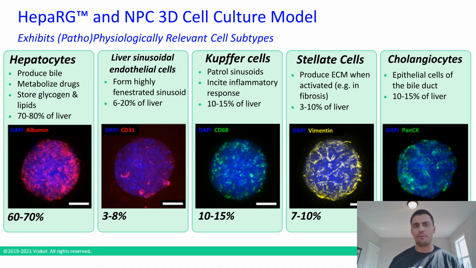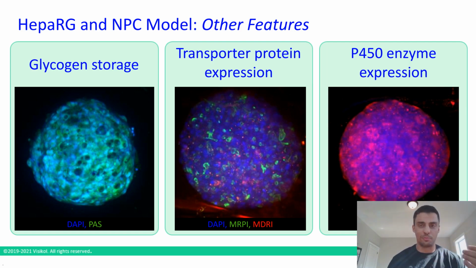So a model that we've developed for this, which I alluded to before, is this HepRG and NPC model. It contains hepatocytes in the form of HepRG cells. We have our liver sinusoidal endothelial cells. We have Kupffer cells, stellate cells, cholangiocytes. So most of the major players that you see in the liver are represented in this model, and that allows us to mimic the disease state of NASH in this spheroid context in the same size, about 200, 300 micron diameter spheroid. And with this model, we're able to show glycogen storage, transporter protein expression, P450 enzyme expression.